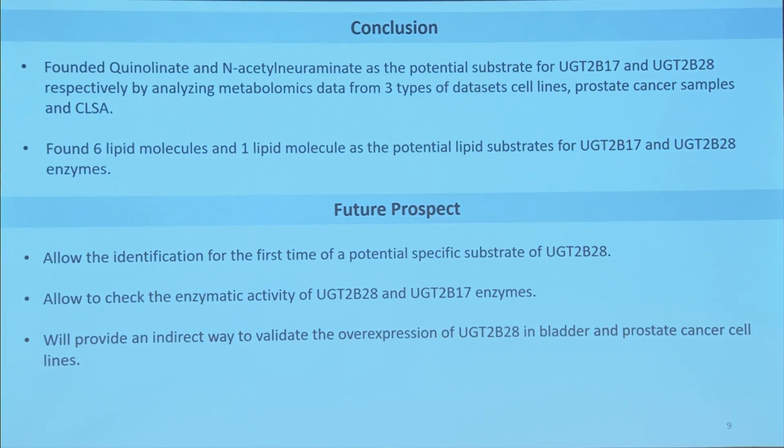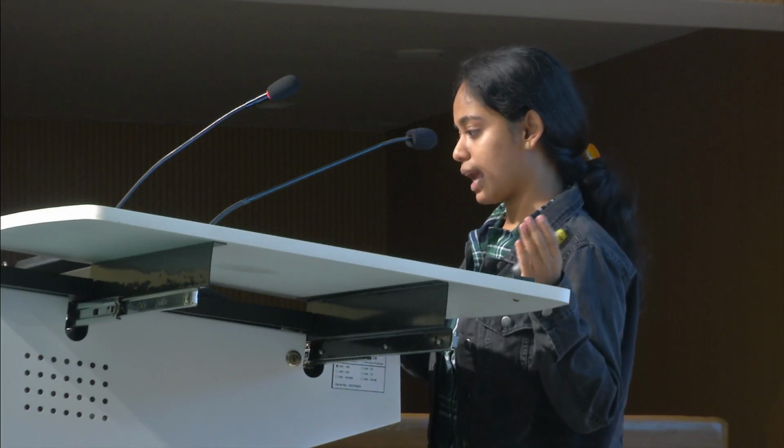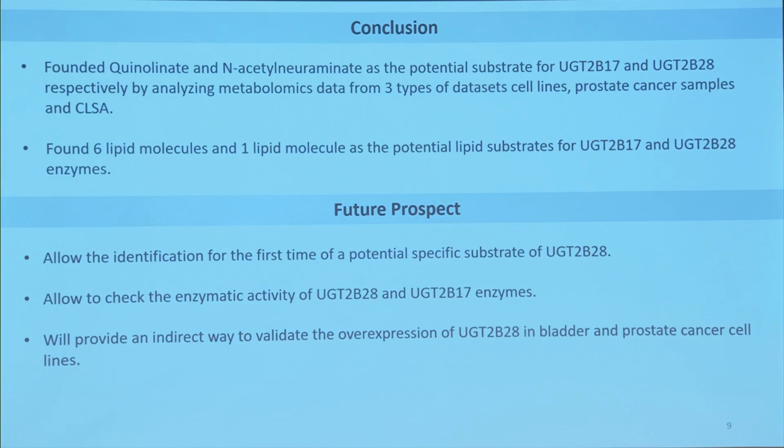And the future prospect for this would be that for the first time a potential substrate was found for UGT2B28, and this will allow us to check the enzymatic assay for UGT2B17 and 28 enzymes, and it will also provide us an indirect way to confirm or validate the overexpression of UGT2B28 in prostate cancer and bladder cancer cell lines.